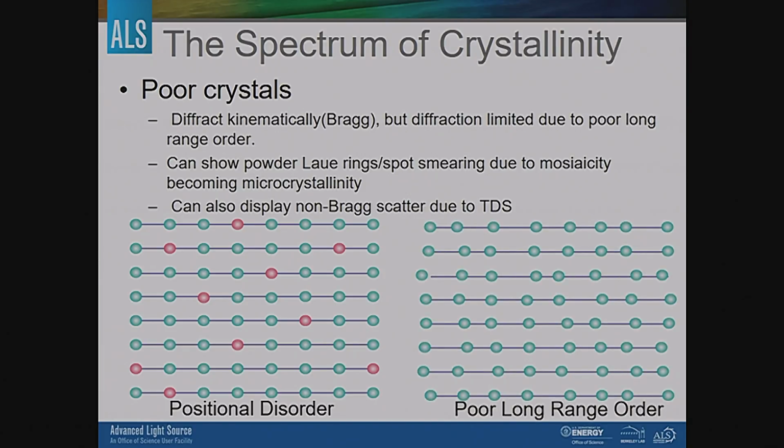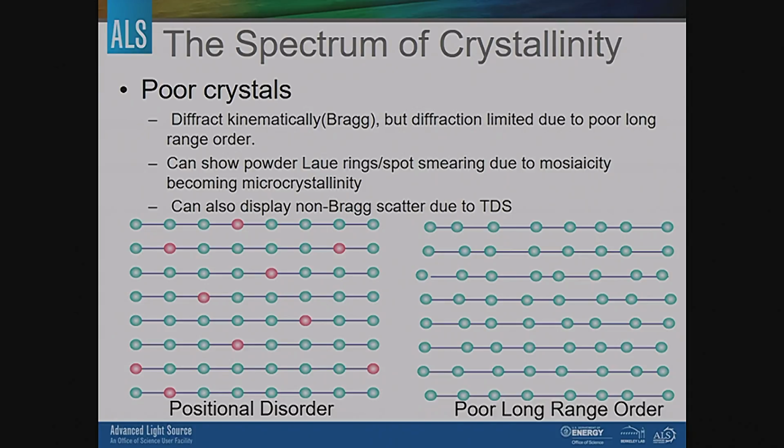So either there's positional disorder, where you have kind of a solid solution situation, where sometimes it's bromine, sometimes it's chlorine on your organic, or sometimes things are 3.5 angstroms apart, and sometimes things are 3.7 angstroms apart. You have libration, or you have not the most perfect orientation of crystals. So these can show powder Lowy rings due to mosaicity becoming microcrystallinity. So anytime you see those spots just kind of going on forever, yes.